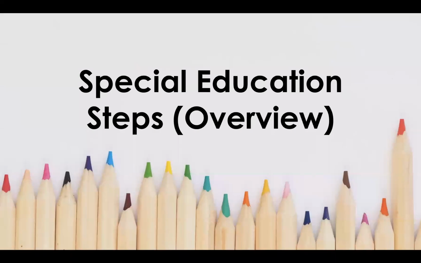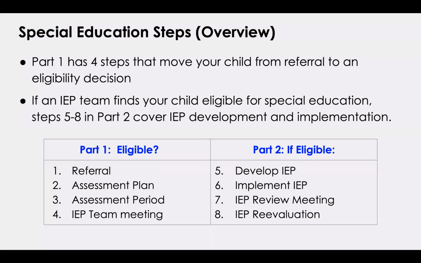In this section, we'll discuss a brief overview of the special education steps. Part 1 has 4 steps that move your child from the referral to an eligibility decision stage. If an IEP team then finds your child eligible for special education, steps 5 through 8 in Part 2 cover the IEP development and implementation.